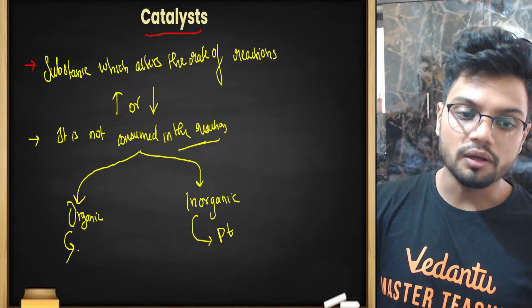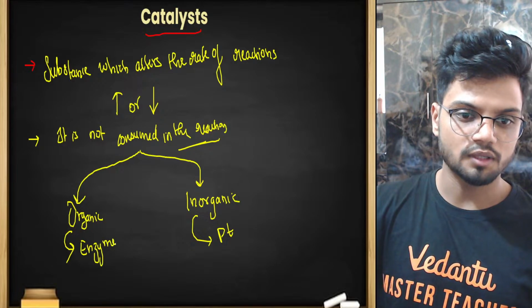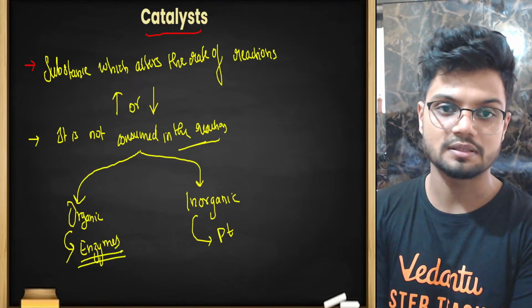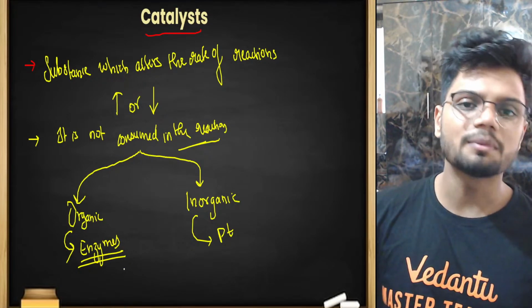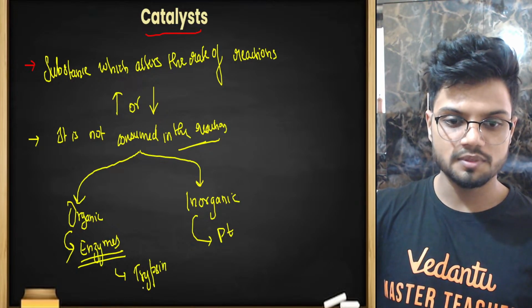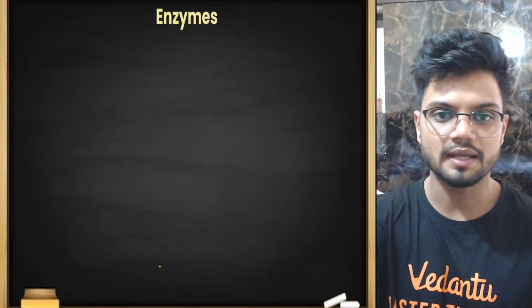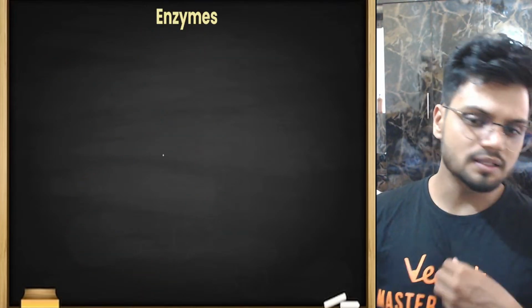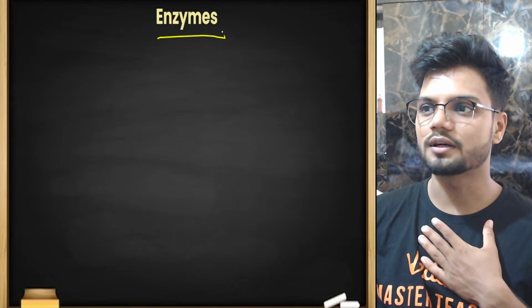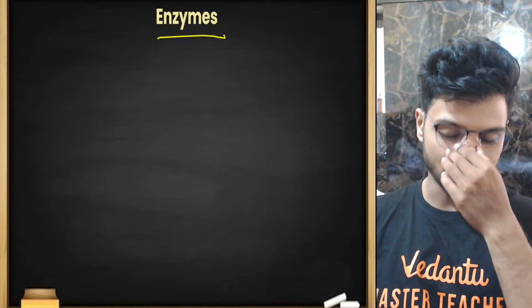Organic catalysts are called your enzymes. Example, trypsin. Trypsin is a good example of an enzyme. That is a catalyst. Let's understand about enzymes now. What are enzymes made up of, where do you find them, and what is the best requirement of conditions for an enzyme?